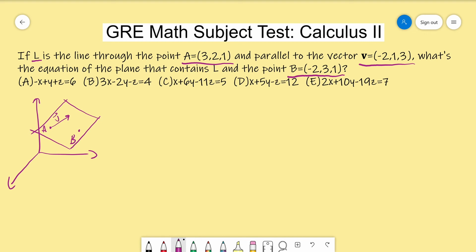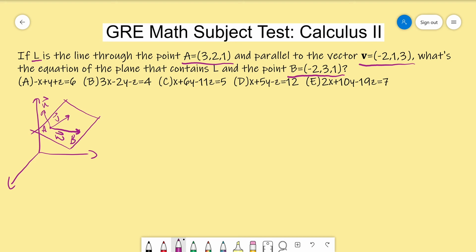So the trick here is to find this other vector, let's call it W, that goes between A and B, that's parallel to the line between A and B, and then to find the cross product between V and W, because that will give us a vector U, which is perpendicular to the plane. And once you have a vector that's perpendicular to the plane, then you can find the equation of the plane.